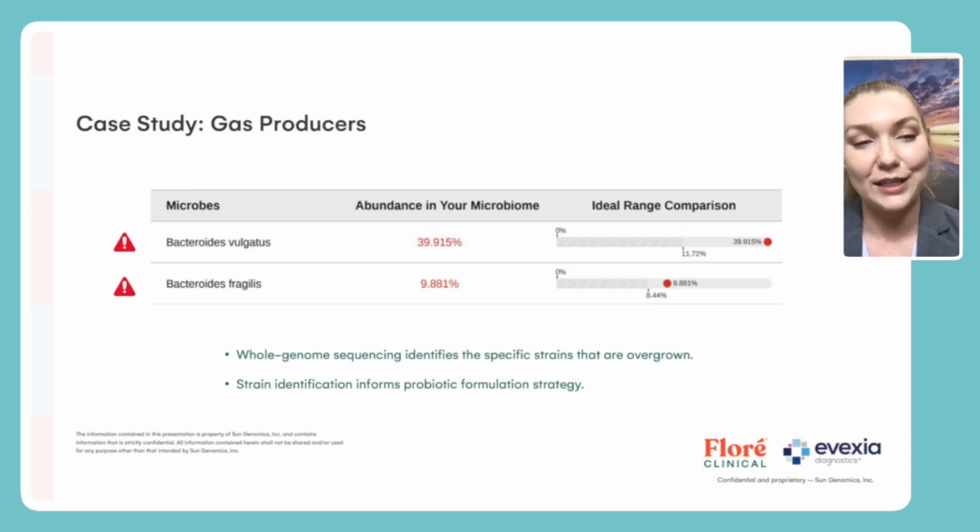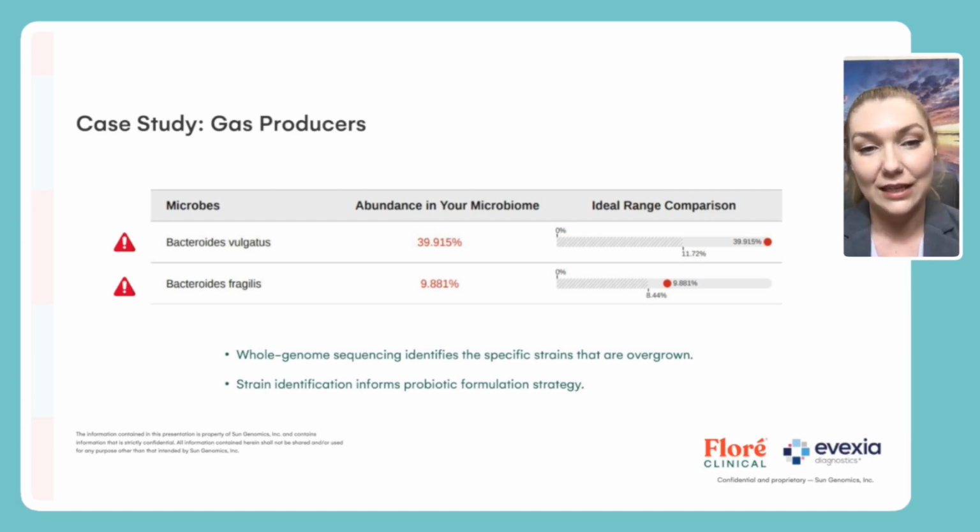We ran a GI Serenity report on this patient, and the abnormalities that were shown were really high abundances of 2 notorious gas producers, Bacteroides vulgaris and Bacteroides fragilis. You can see from this report that his abundance is almost 3 times more than the upper limit of what would be considered normal for Bacteroides vulgaris, and his Bacteroides fragilis is also much higher than average. It's highly likely that these microbes are causing this patient gas and bloating and digestive discomfort.